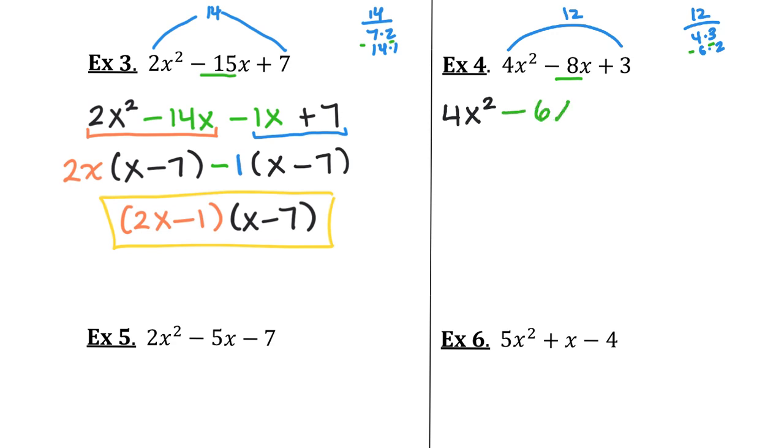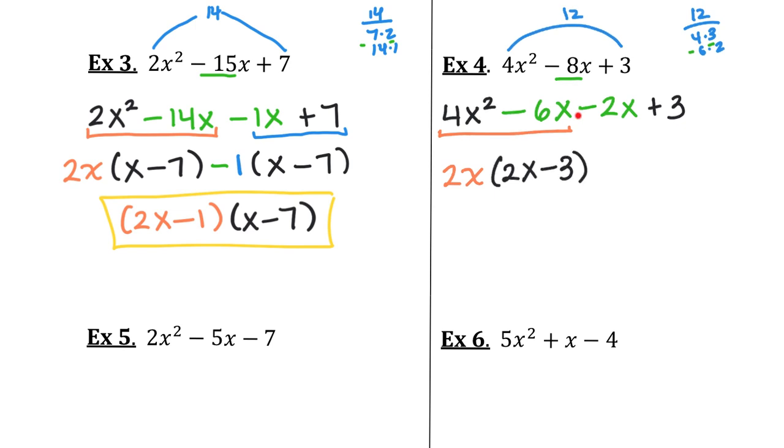Minus 6x minus 2x. And the order you do these two doesn't matter. It means that your work might look a little different, but our final answer will be the same. Let me go ahead and check the first two terms to group it. I can take out 2x. That'll leave me with 2x minus 3.